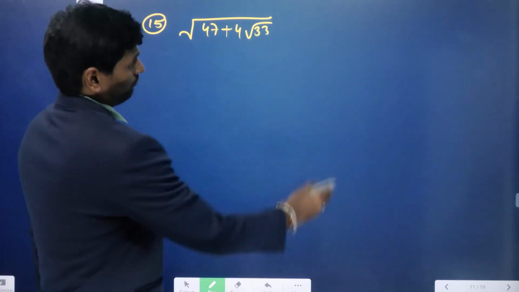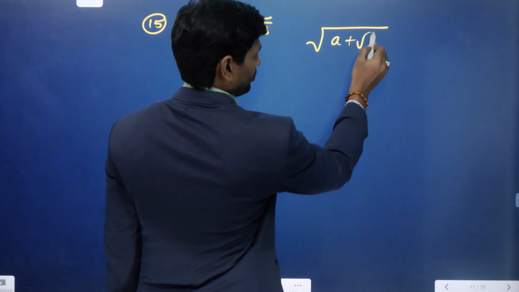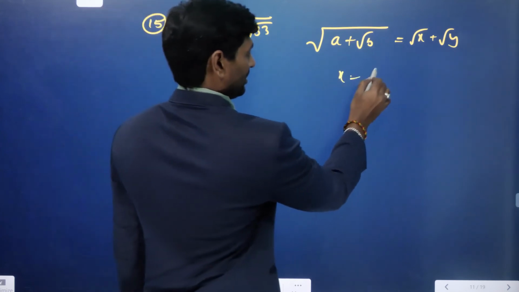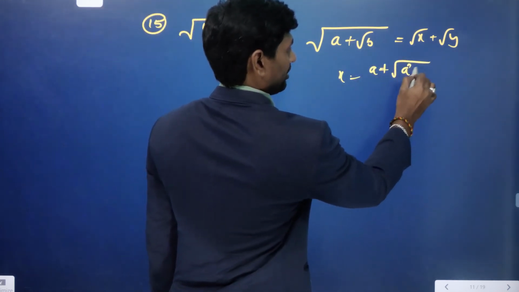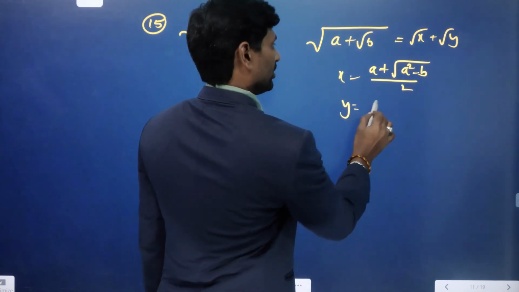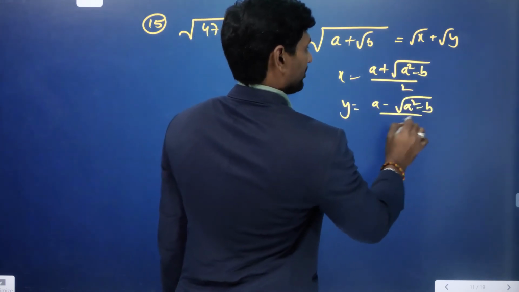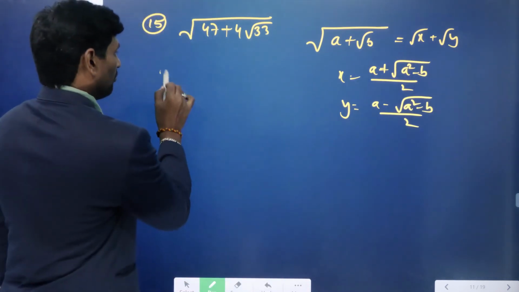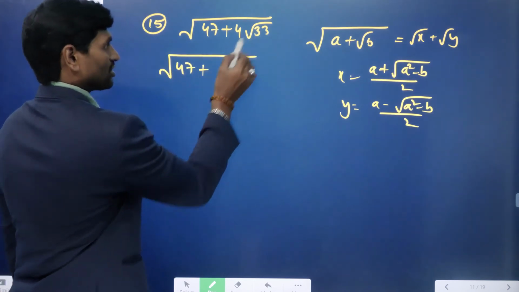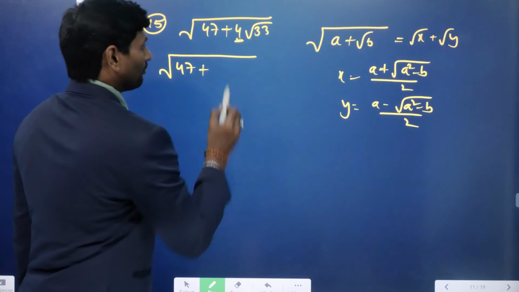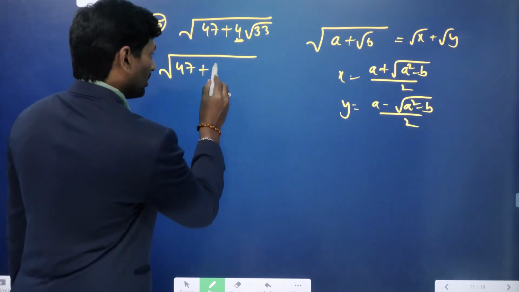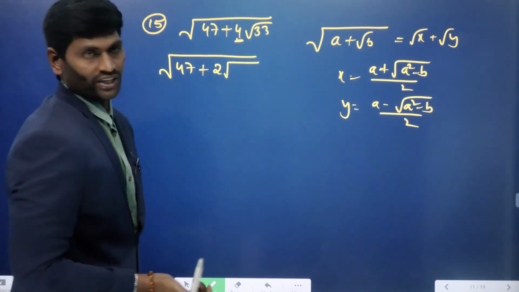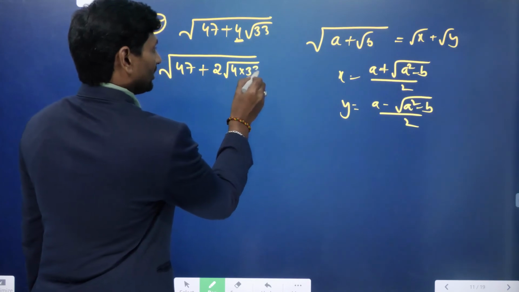I have explained about this problem. Write root of a plus root b in the form of root x plus root y. The x value is given as a plus root a square minus b by 2, and the y value is a minus root a square minus b by 2. By using the formula we can do this, or else we can do it directly, but you should remember that the second term which has the square root, before we had only 2, but here it is 4. So 4 I can write as 2 into 2. One 2 I am going to take inside, it will be 2 square, 4. 4 into 33.